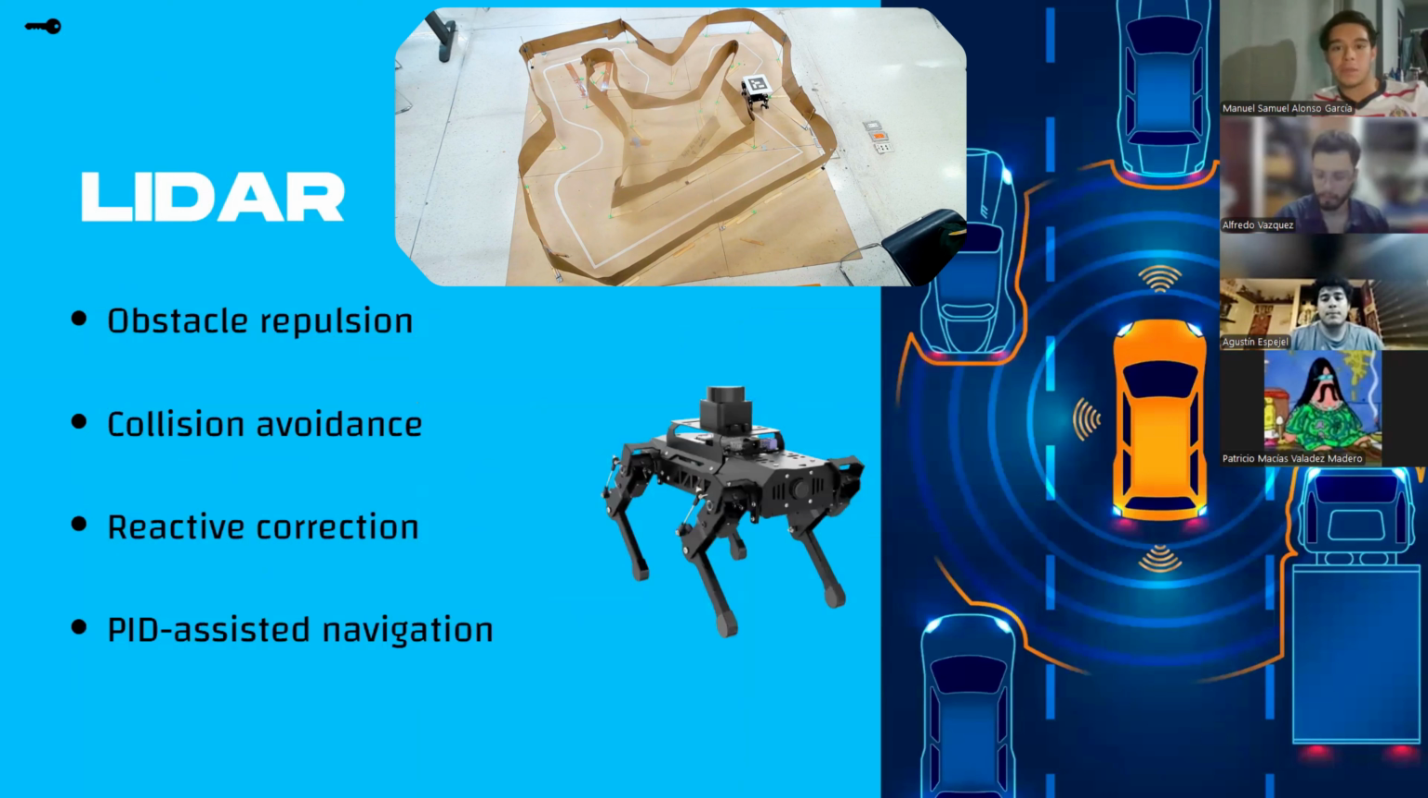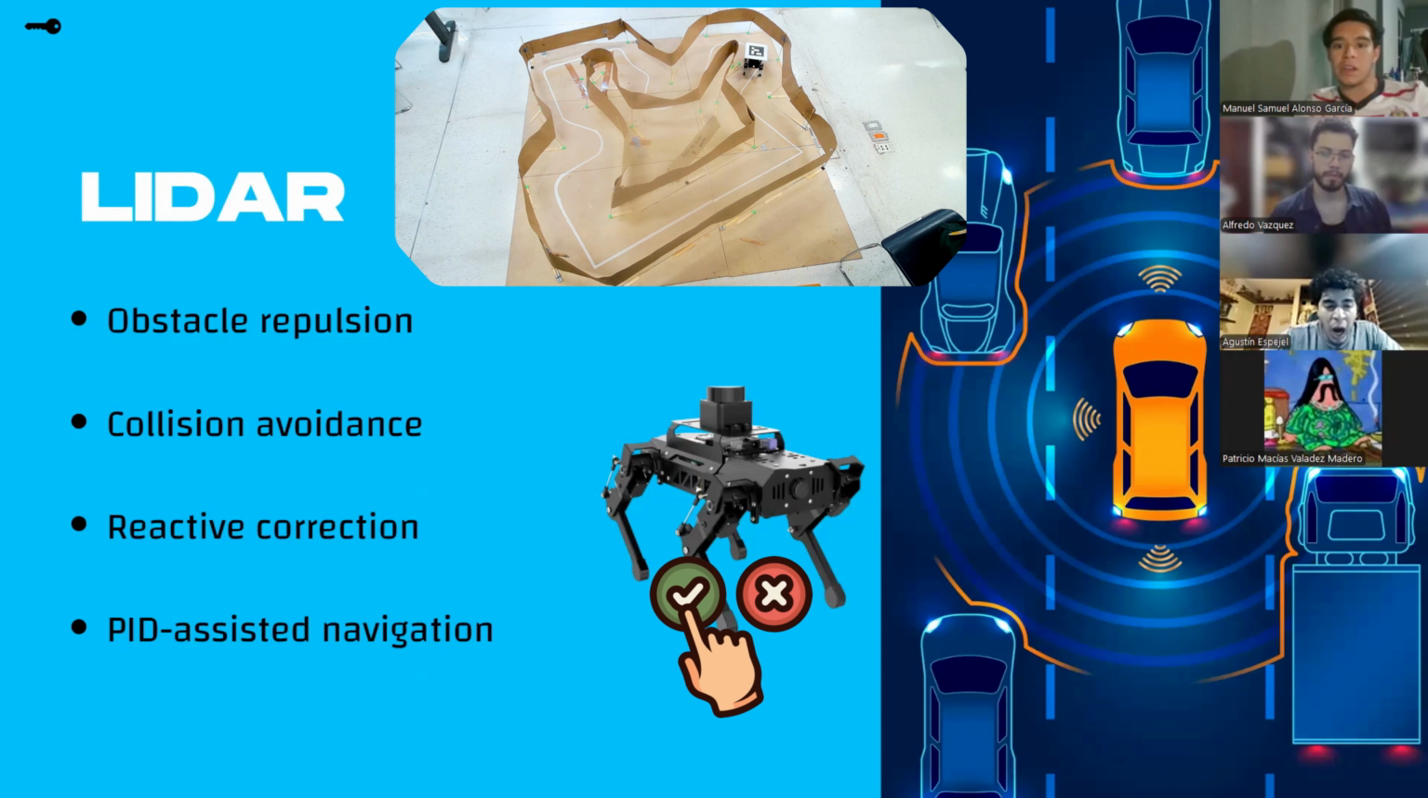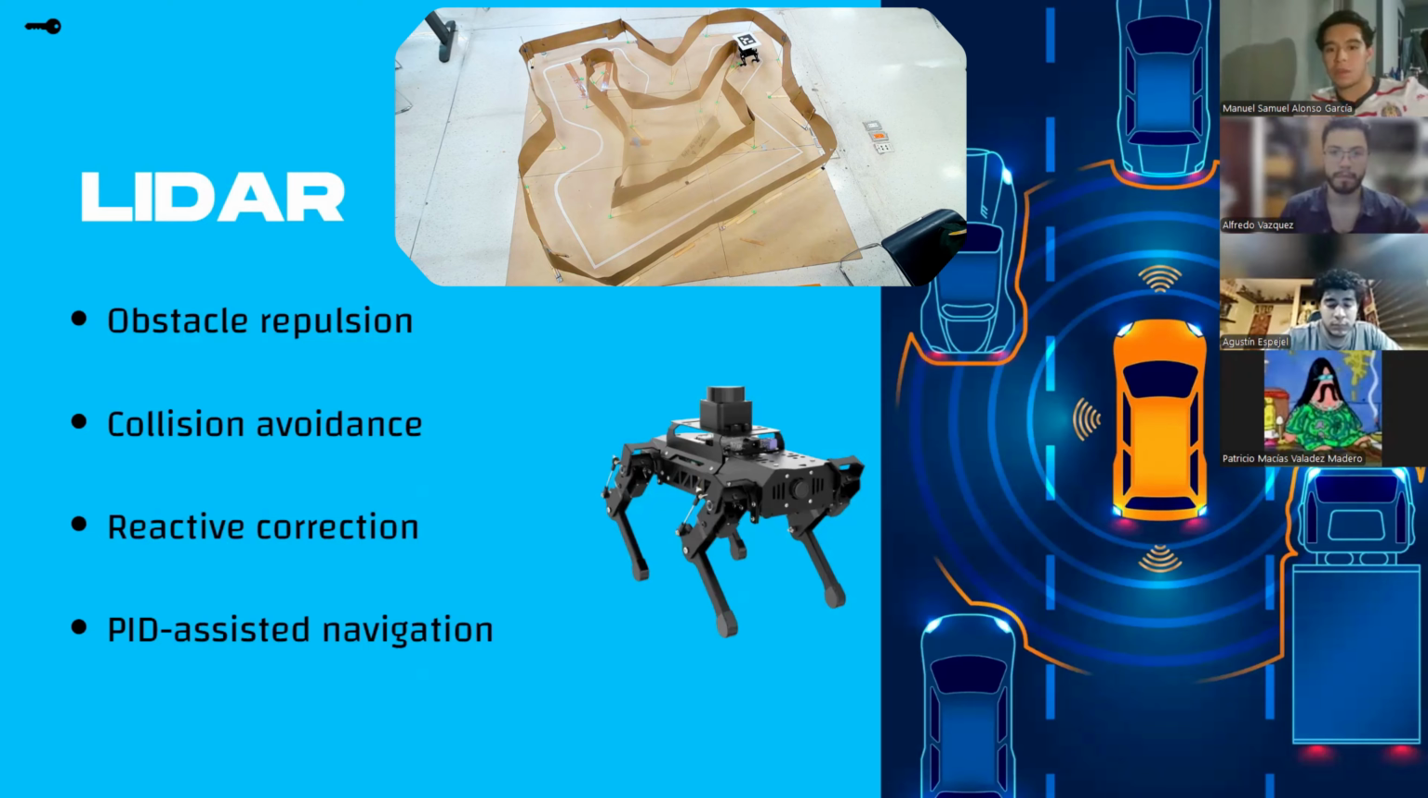Okay, now moving on to this next part, we have the LiDAR integration for the Puppy Pie. We use this sensor mainly for obstacle repulsion and collision avoidance. As you can see on the Puppy Pie, we have the LiDAR and this continuously scans a 360 degrees area around the robot. If the robot gets too close to the papercraft walls or any object, the system performs a reactive correction. This means it instantly modifies the trajectory. This works together with our PID-assisted navigation, so the robot can smoothly recalculate its path and keep moving forward without crashing or maybe stopping.